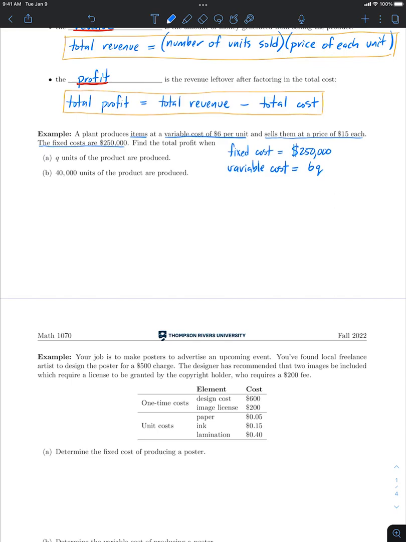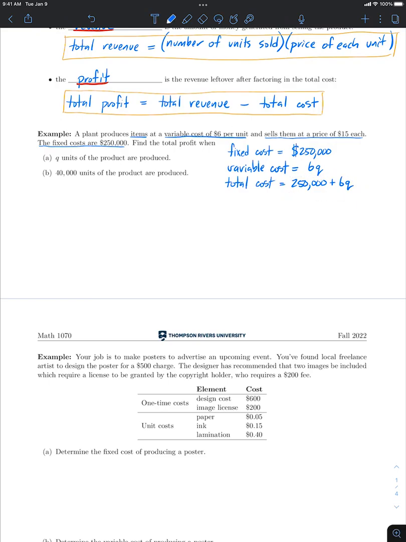Well, then what about our total cost? Remember, the total cost is what you get if you add the fixed cost and the variable cost together. So we're going to have 250,000, because that was our fixed cost, plus 6 times Q. So that's going to give you your total cost, because we've added the fixed cost and the variable cost together. And notice I skipped writing the dollar sign here, just like I said I would.